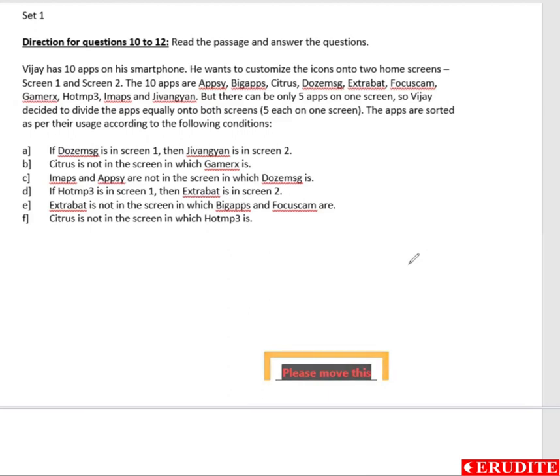E is not with B and F. C is not with H. So many pieces of information, but all are very much open-ended. So let us look at the problems.